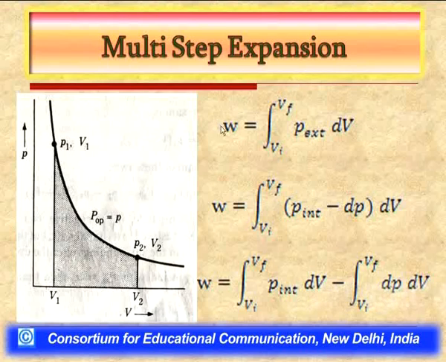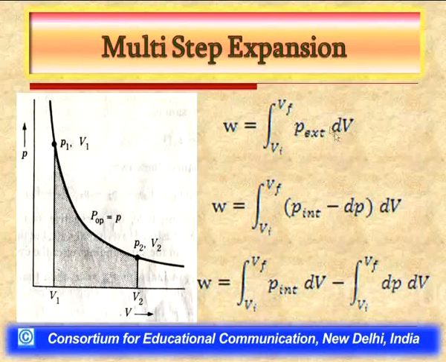And in that situation, we will have to make use of integral calculus, and we can calculate the work as the integral from the initial volume Vi to Vf, the final volume, of Pext, or P op, the opposing pressure, which is the same thing.